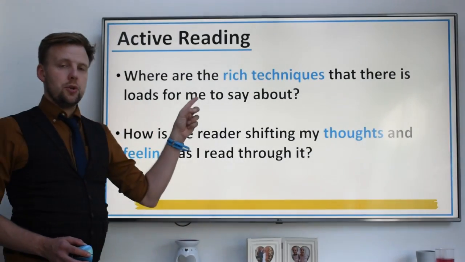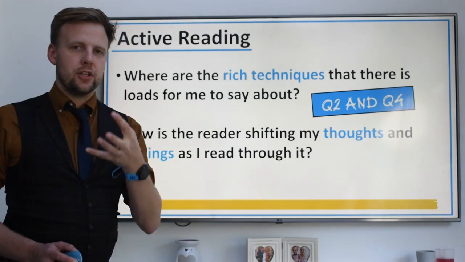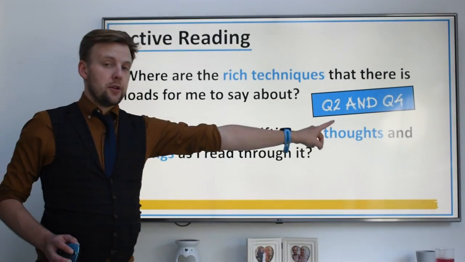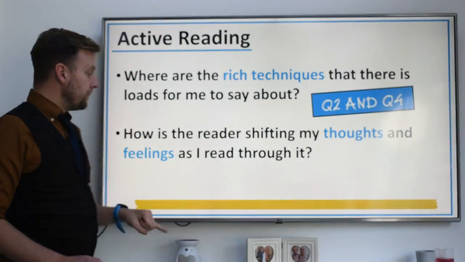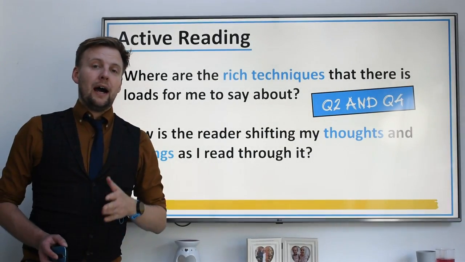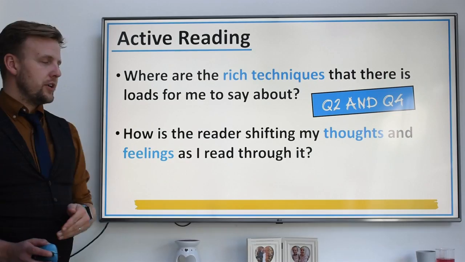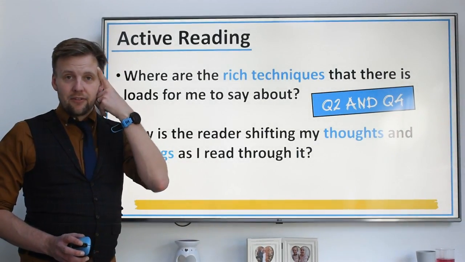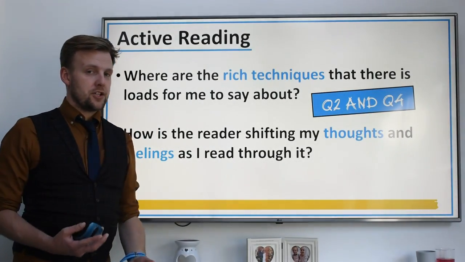You know question 2 and 4 is going to ask you about rich techniques. That's those devices, that alliteration, those sentence choices, those rich word choices. So as you see them for the first time, highlight them because you're going to need them in question 2 and question 4. You're also going to need to talk about how you as a reader, how your thoughts shift and change when you get to question 3. So as you're reading it, you're thinking, how am I thinking? How am I feeling? How do I feel about this character? When am I shifting and when am I changing?